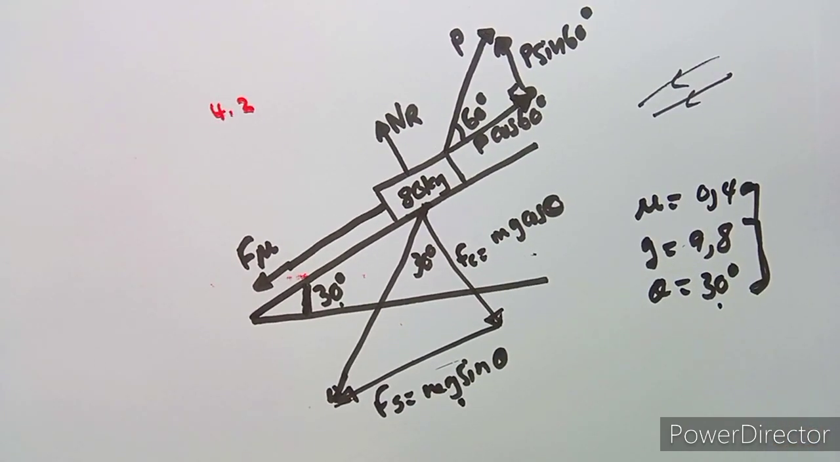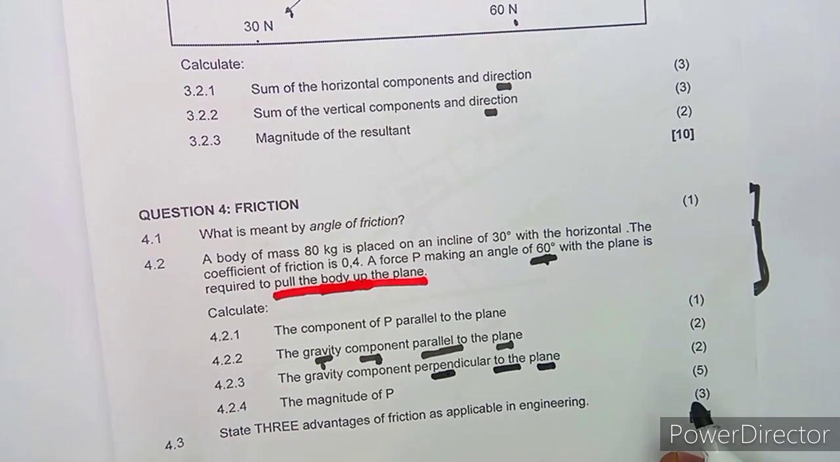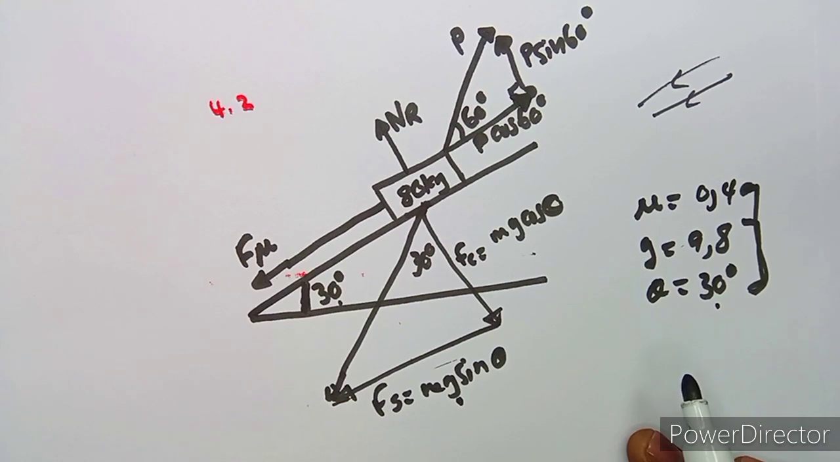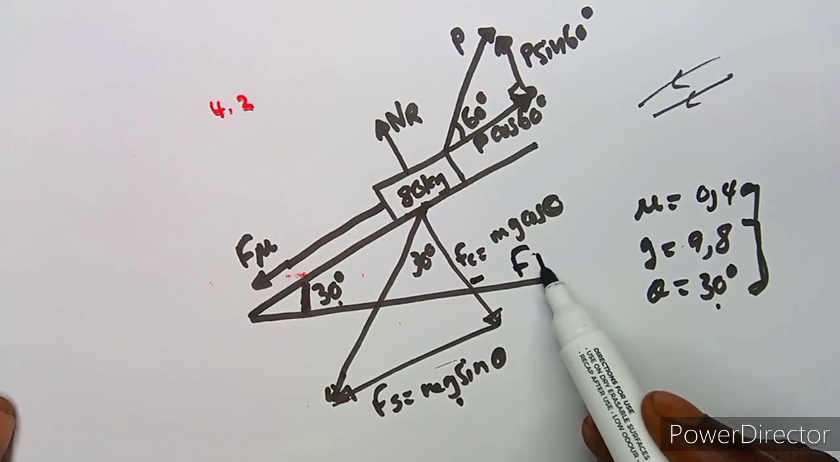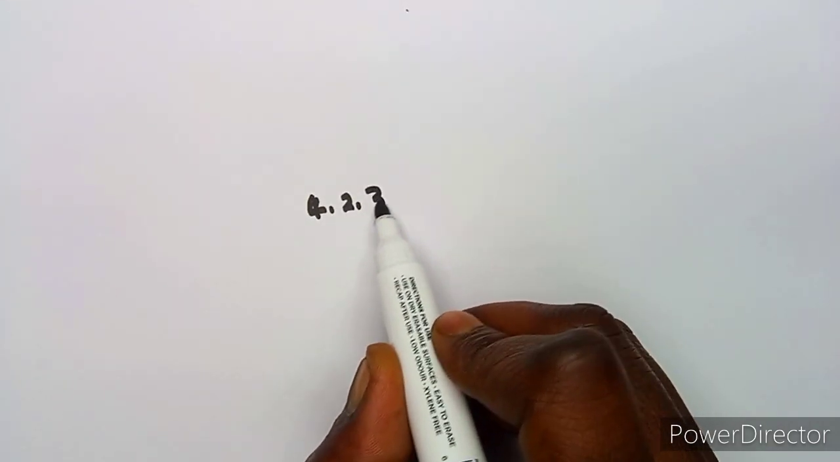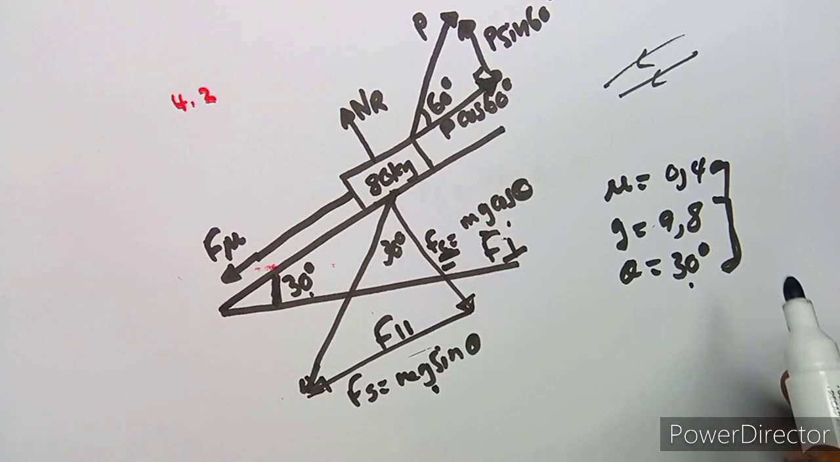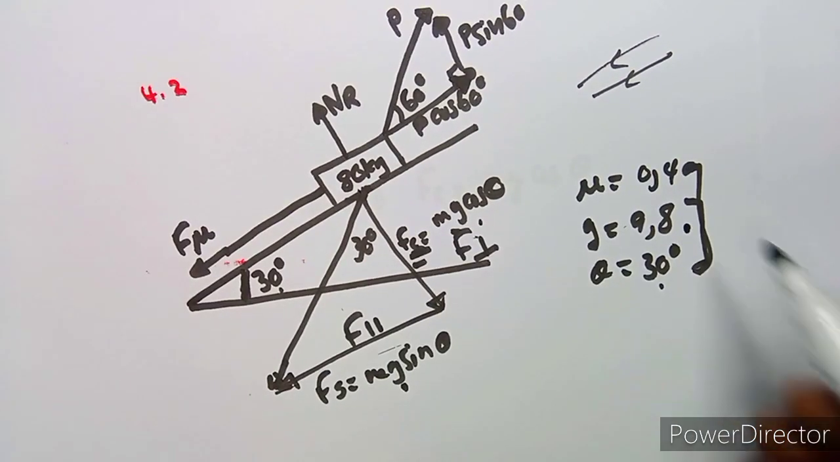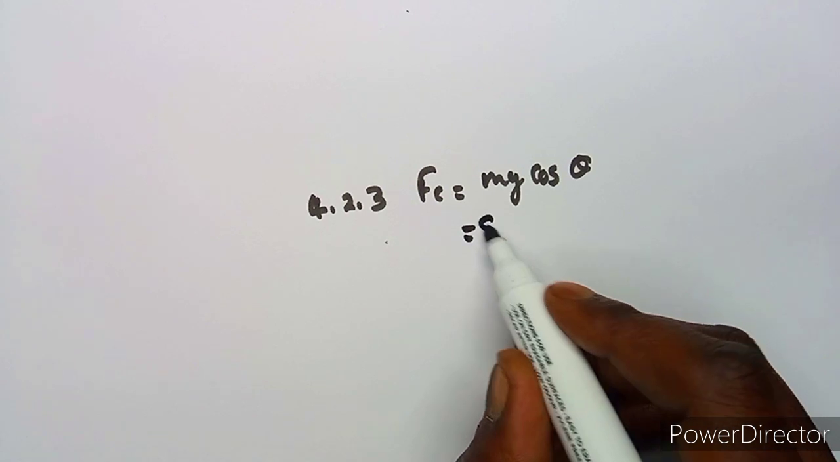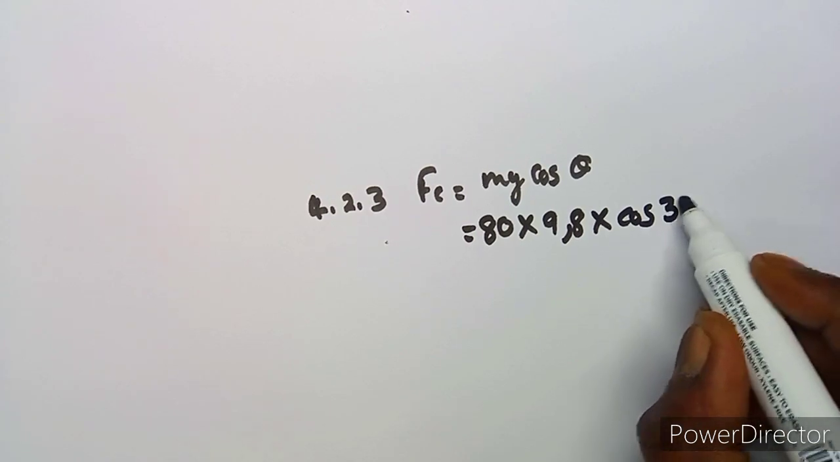Let's see another part, which is to have the gravity component perpendicular this time to the plane. So which one is perpendicular to the plane? That's your FC. This is your F perpendicular, F parallel. So you're going to work with FC, which is mg cos theta. So this is 4.23, which is FC. We said it's mg cos theta. So we are going to substitute, because this one is just a repetition, as it was 80 by 9.8 by cos the angle, which is cos 30 degrees.